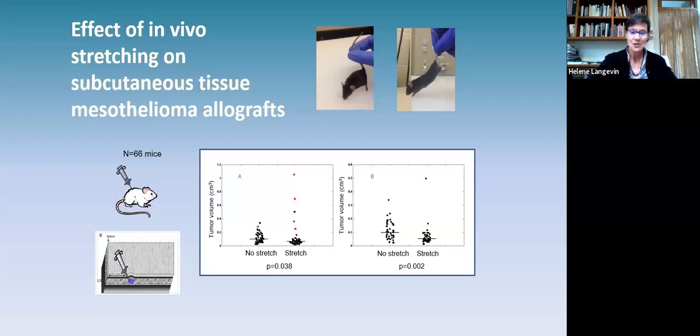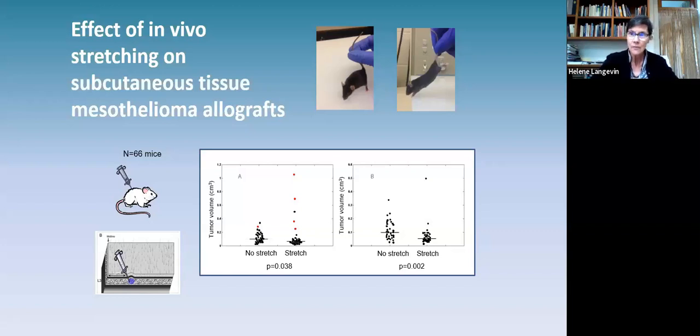If you look on the left here, you can see that the stretched mice had on average a lower amount of tumor volume compared with the non-stretched animals. However, because these were mesothelioma cells that were quite aggressive, a small number of these tumors did metastasize to the peritoneum. And you can see we've indicated those in red here. Even though we had a total of 66 mice, only 5 animals in total had metastases. 4 were in the stretch group and 1 was in the no stretch group.